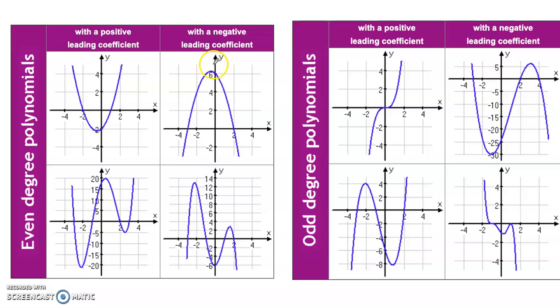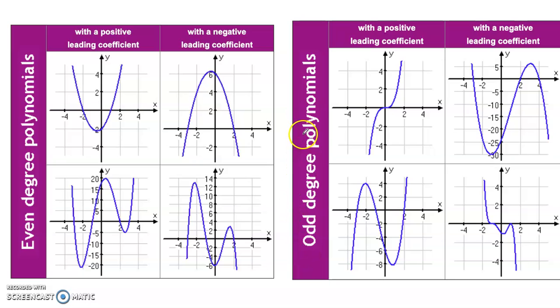For a negative leading coefficient, both the end behaviors will be going down. So again, if x is going to negative infinity, y is going to negative infinity. If x is going to positive infinity, y is going to negative infinity.